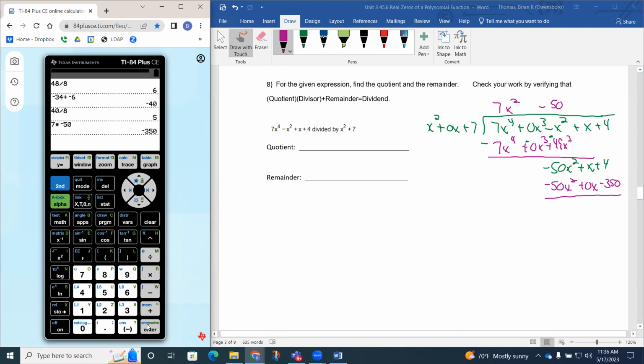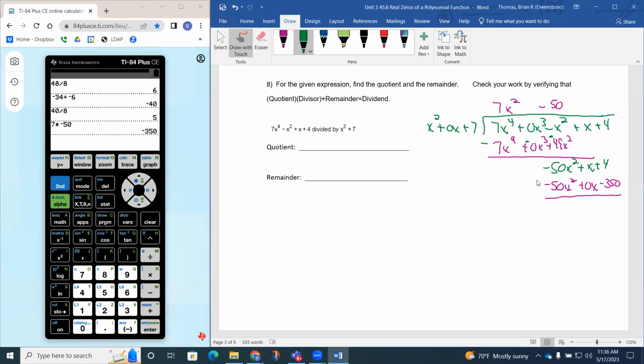Remember, our strategy is, instead of subtracting to find the leftovers, we change the signs and add. So that turns into a positive, that turns into a negative, and that turns into a positive. That zeroes out. 1x and a 0 would give me a 1x still. And a 4 and a 350 would be 354. So we have a plus 354.